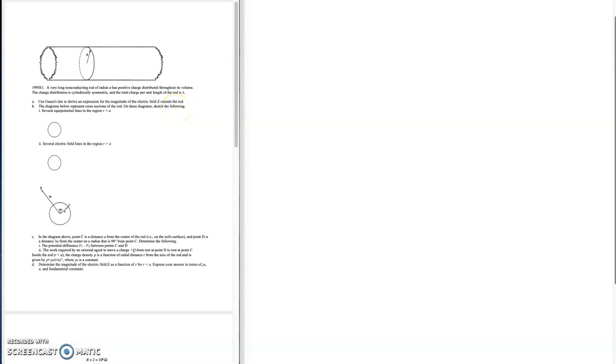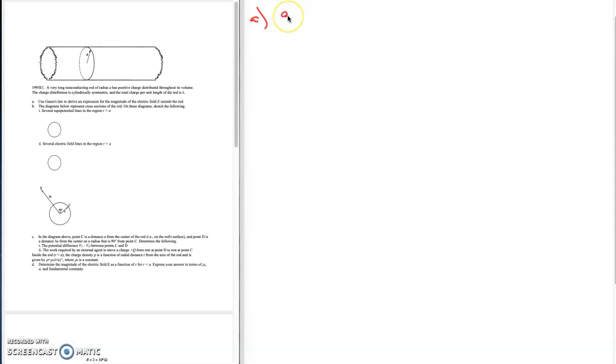1995 E1. This is a very long cylinder and they've given us a cutout here. Radius is lowercase a. And it tells us that it has a positive charge distributed throughout the volume. But if you're outside, it'll be charge per unit length lambda. All right, so for part A, use Gauss's law to derive an expression of the electric field E outside the rod.